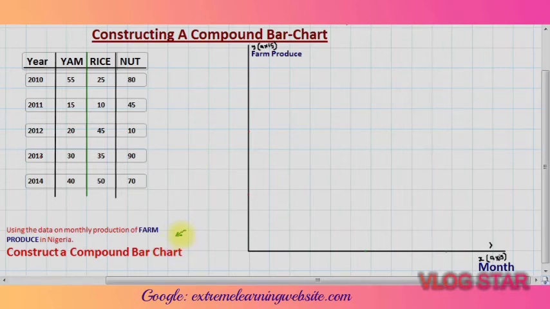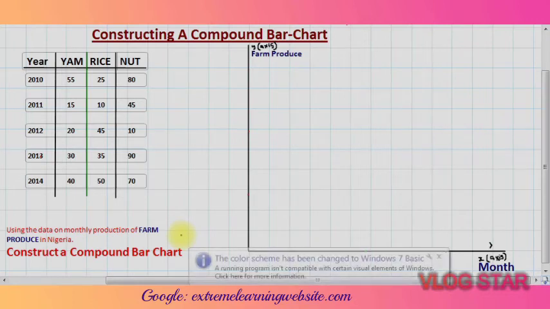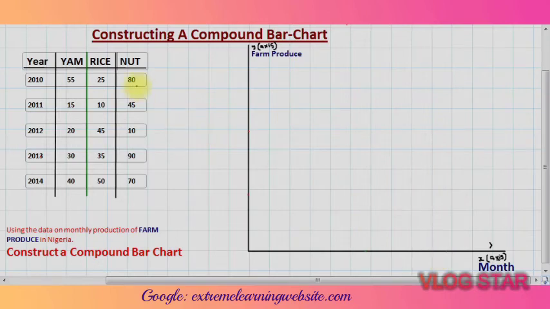Using the data on monthly production of farm produce in Nigeria, construct a compound bar chart. Now, how do I construct this compound bar chart? All right, the same way we did the first one. But here you find out that this one is even more extended. We have almost 3 occurrences in 2010. Just 3 occurrences. So now we'll do the same thing.